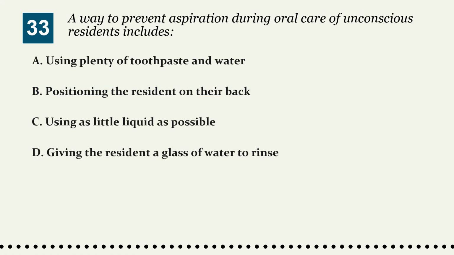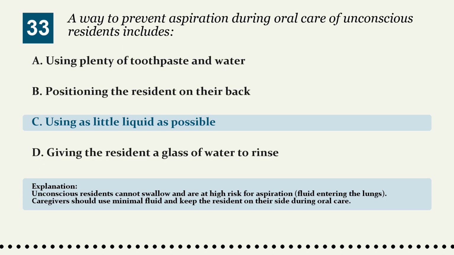Question 33. A way to prevent aspiration during oral care of unconscious residents includes: Option A, using plenty of toothpaste and water. Option B, positioning the resident on their back. Option C, using as little liquid as possible. Option D, giving the resident a glass of water to rinse. The correct answer is option C, using as little liquid as possible. Unconscious residents cannot swallow and are at high risk for aspiration, fluid entering the lungs. Caregivers should use minimal fluid and keep the resident on their side during oral care.